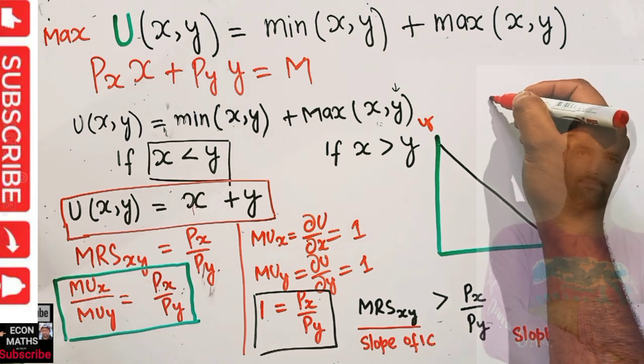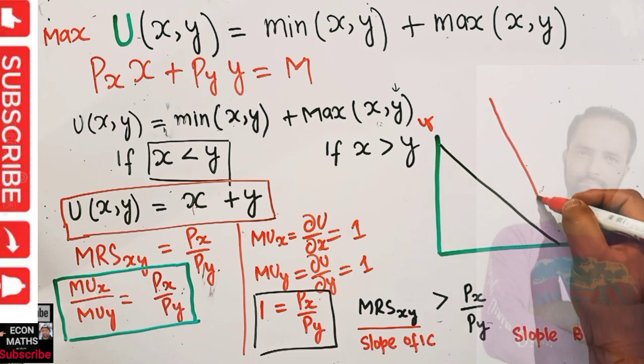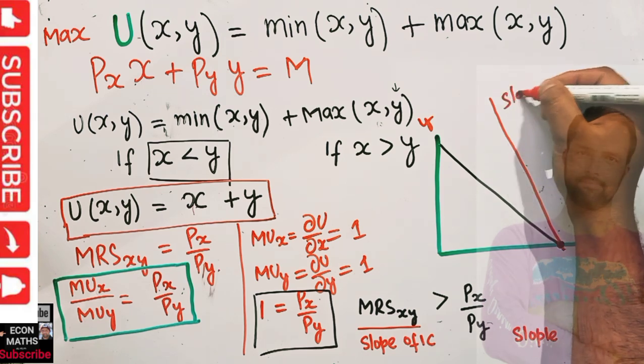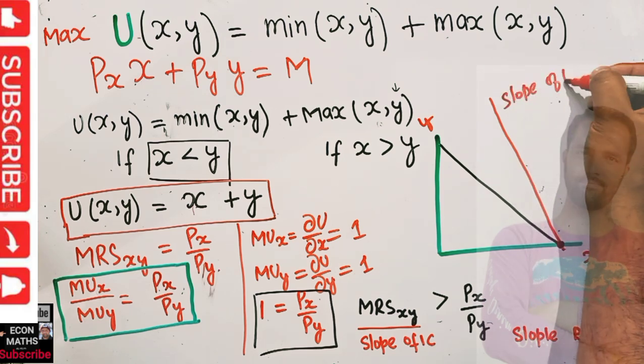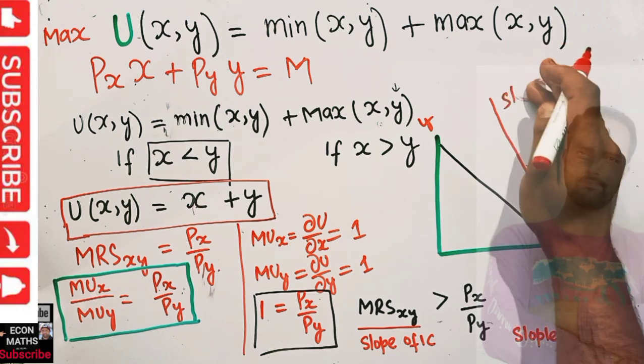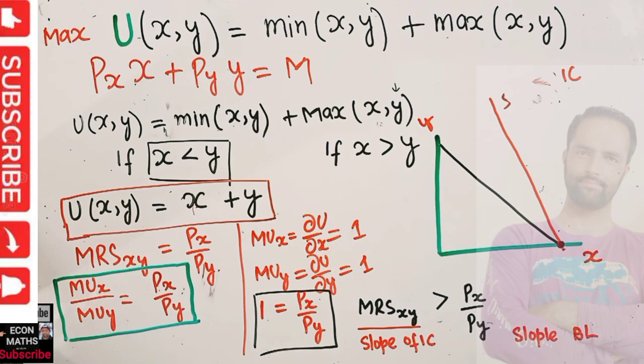So in this case, our optimal bundle will lie at this point, because here this is the slope of indifference curve, and here we can see it is steeper than this. That means we will consume all units of x here and 0 units of y. So our total consumption will be equal to total income upon price of x. So we will consume at this point.